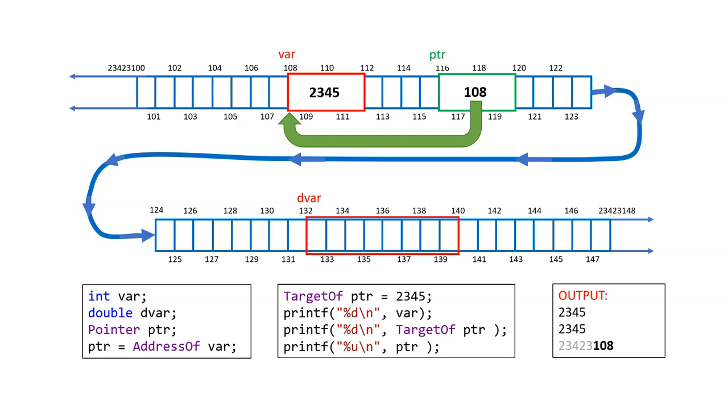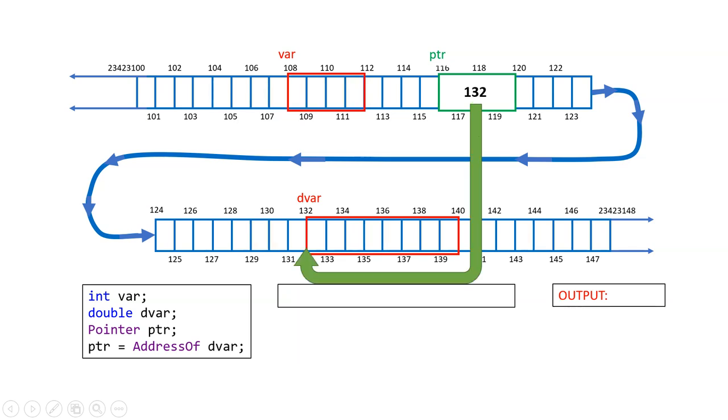So, if I want to do the same thing for a double, I need to say PTR is equal to address of the double variable, correct? And therefore, 132 will go into the pointer. Are we okay with this?